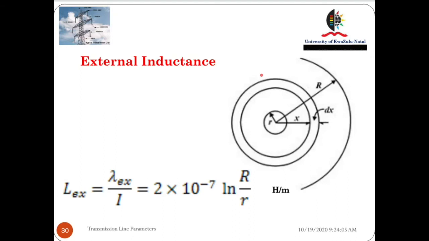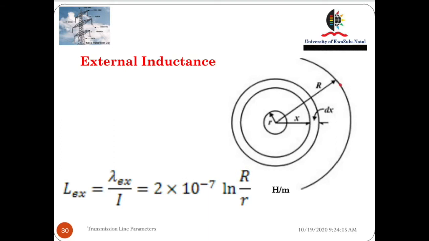We find out the H, meaning magnetic field intensity, and from the magnetic field intensity we can find out the flux density. From the flux density we can find out the flux linkage, and flux linkage over the current will give us the external inductance, and that external inductance expression is just a little bit different. Internal inductance expression was 10 to the power minus 7 over 2, and this one is 2 times 10 to the power minus 7 log. This is a natural log that will be used in calculator, log capital R over r.